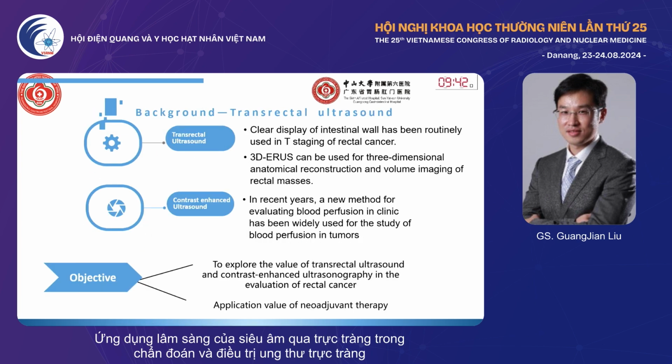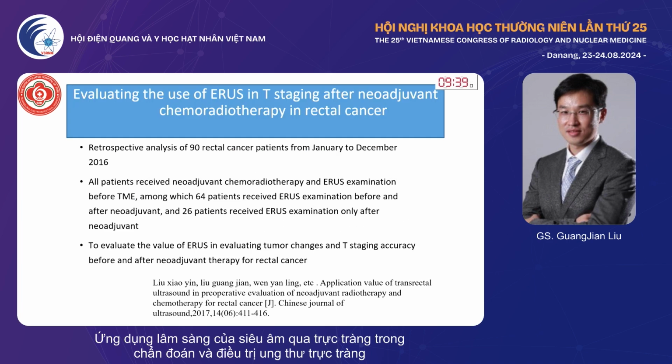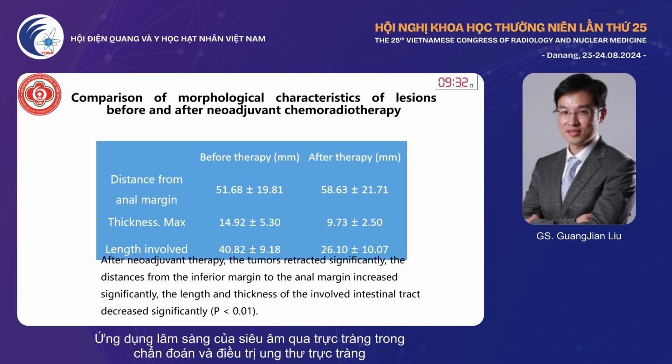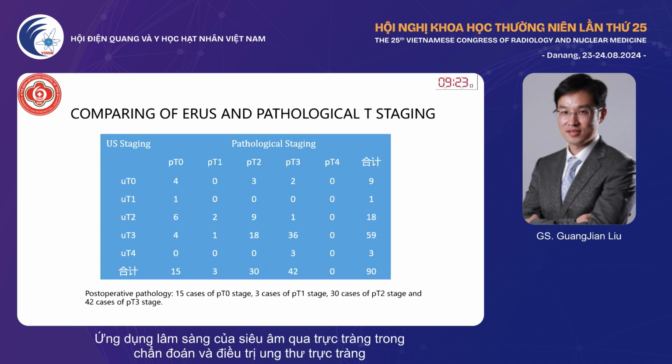So in our hospital, we performed a study to retrospectively analyze 90 patients after NCRT treatment. We can see that after the treatment, all the tumors retracted very much, no matter the thickness or the length, and also the distance from the anal margin. In this study, we got 15 cases out of 90 patients with CCR, so it's around 25% of the cases.